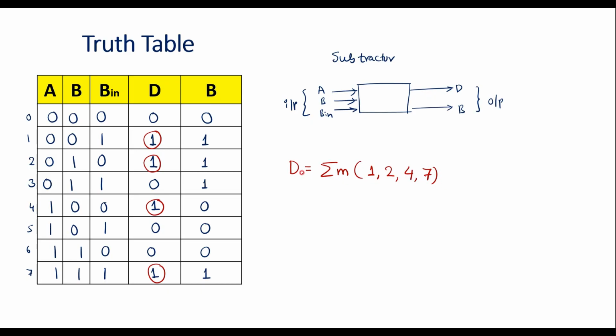So this is the min term expression for difference, and for borrow I can write B is equal to summation m of 1, 2, 3, 7. Here we have 1 which is with respect to 1, 2, then 3, and here we have 1 with respect to 7. So once we have written the min terms for difference and borrow, now we'll draw the circuit.